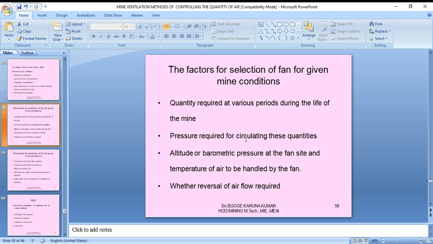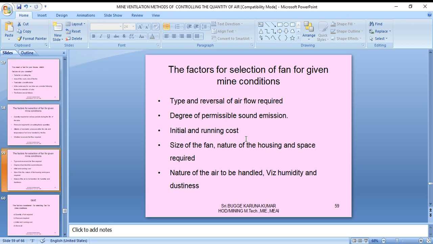Altitude or barometric pressure at the fan site, and temperature of air to be handled by the fan, where reversal of airflow is required. Type and reversal of airflow required. Degree of permissible sound emission, initial and running cost, size of the fan, nature of the housing and spacing required, nature of the air to be handled, humidity and dustiness, etc.